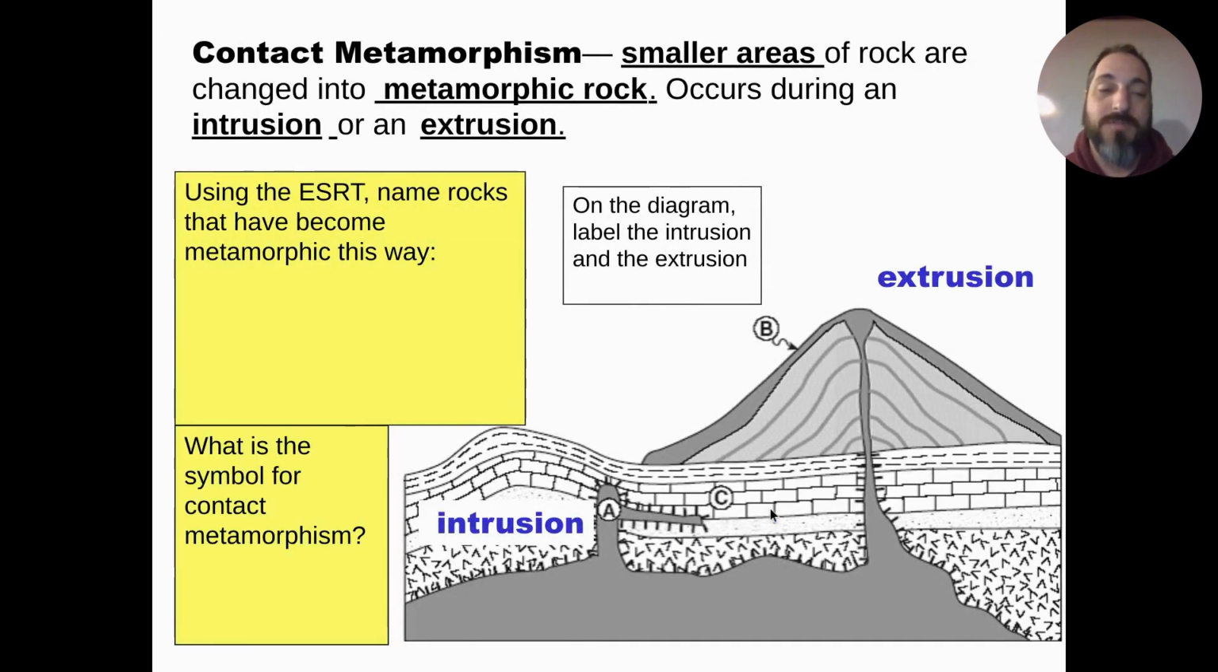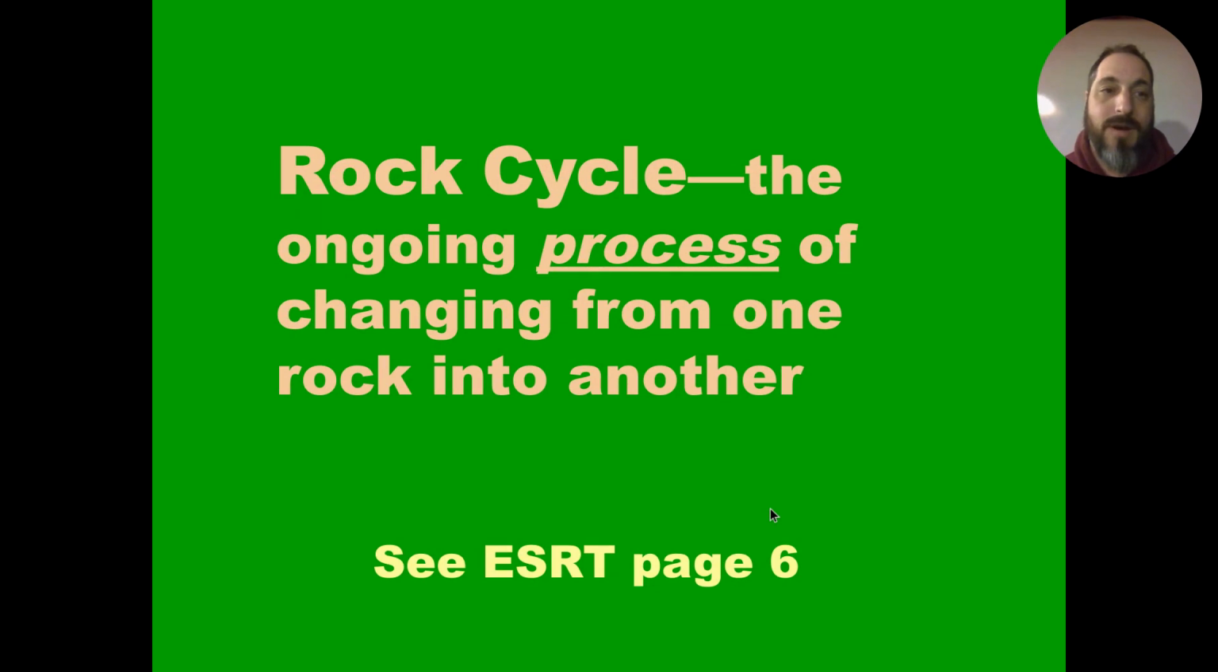Contact metamorphism is a little bit different. It occurs over a small area, and it's usually when lava or magma comes in contact with another rock. It kind of bakes it and changes it based on just that heat. So usually a rock like Hornfels doesn't need to be under a whole lot of pressure in order to change, just a whole lot of heat.